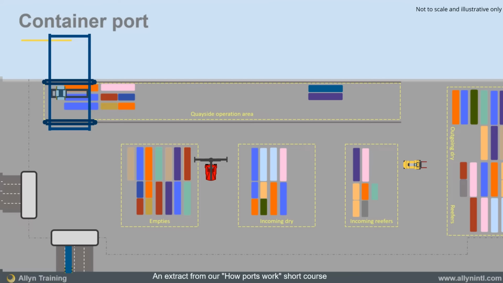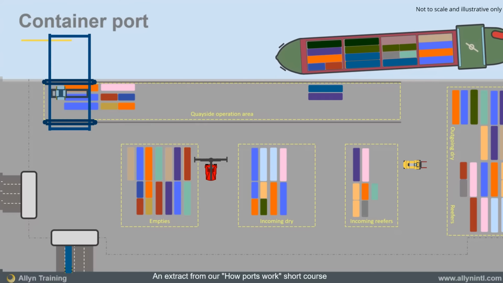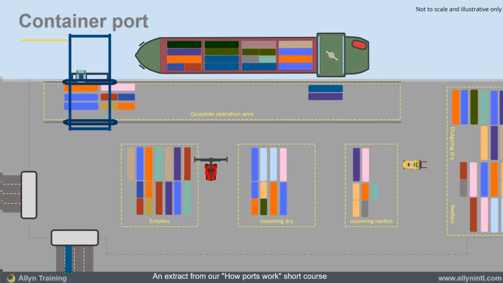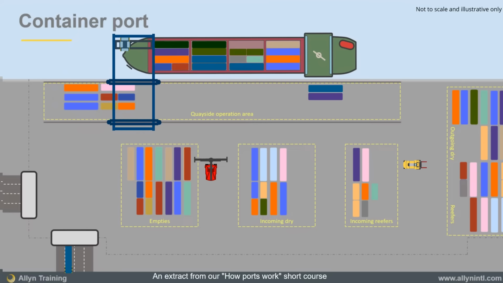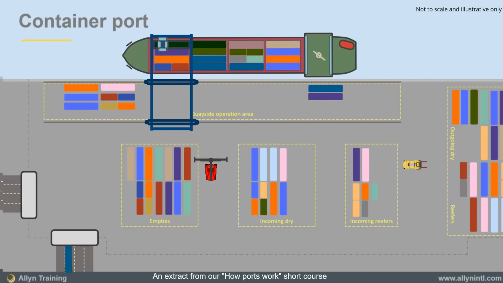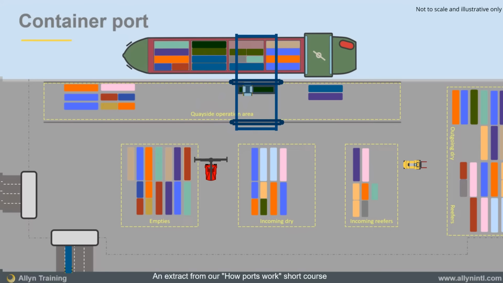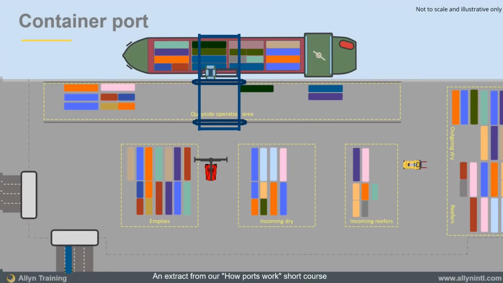The seaside operations take place in parallel and independently of these landside operations. Here we can see a container vessel arrive, and once berthed, some of its containers are offloaded thanks to the gantry shore crane. These containers are stored in the quayside area, and they will be moved at a later stage to their corresponding incoming area to await their pickup.